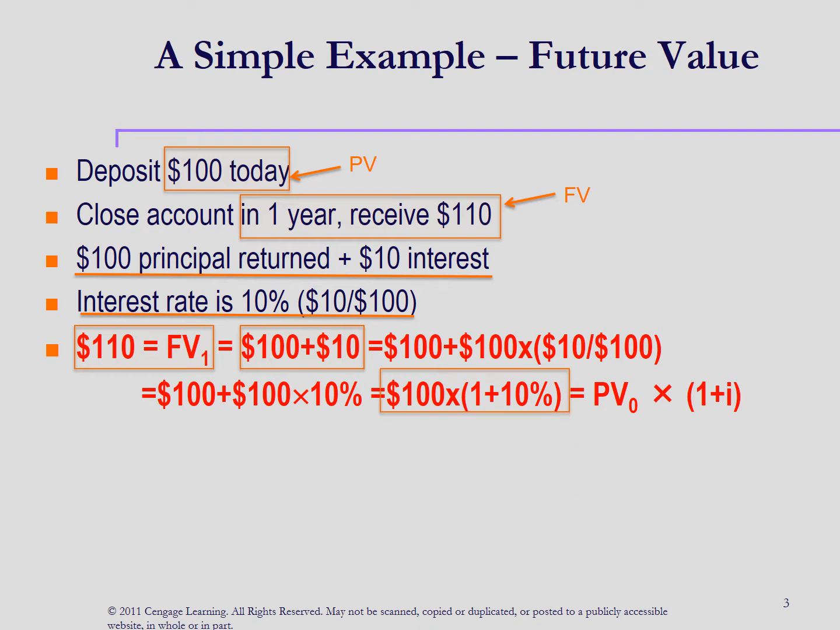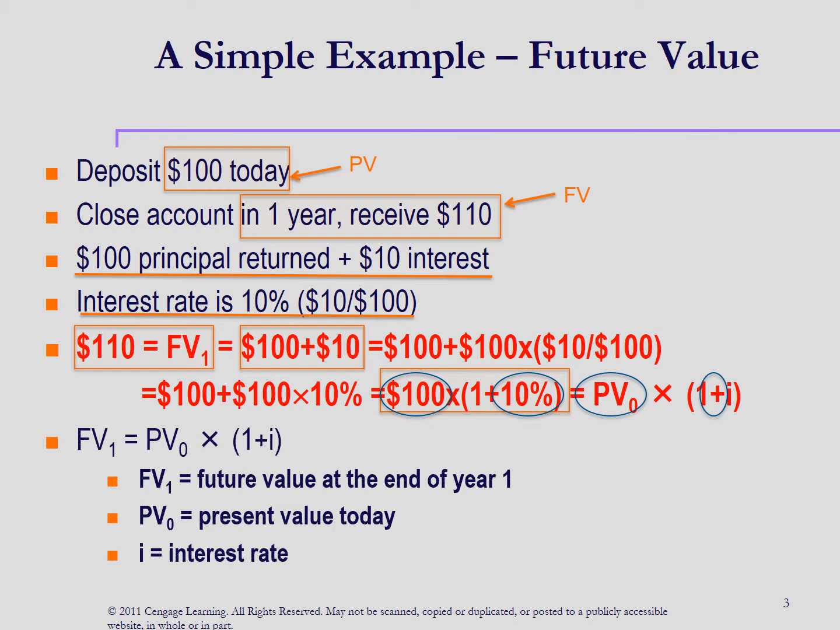1 plus 10%. $100 principal is the value today. We represent it by the symbol PV0. 10% is the interest rate. We represent it by the symbol I. We arrive at the following formula. Future value at the end of year 1 is equal to present value today times 1 plus interest rate.